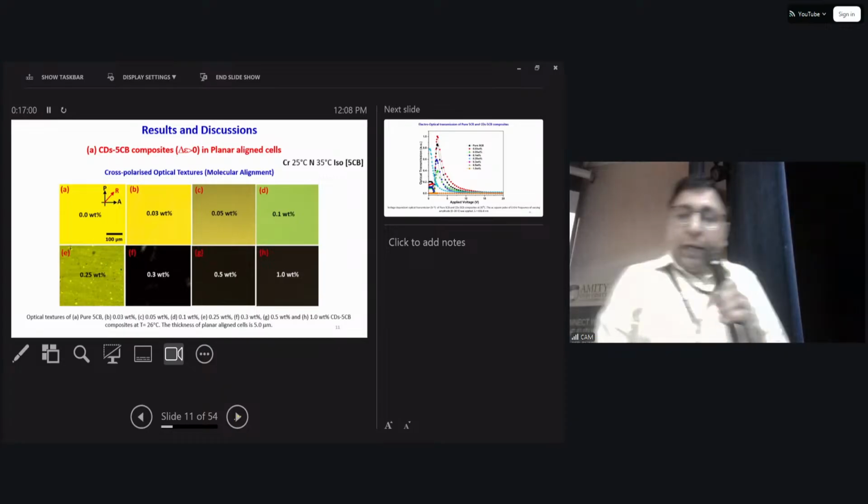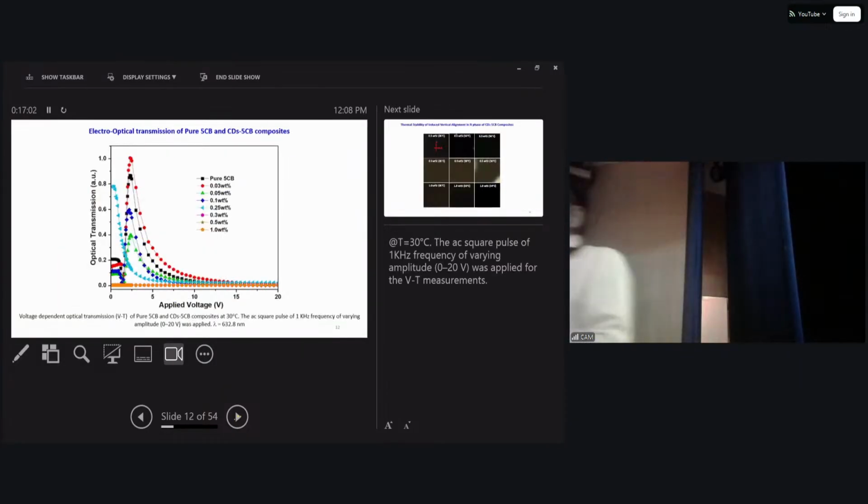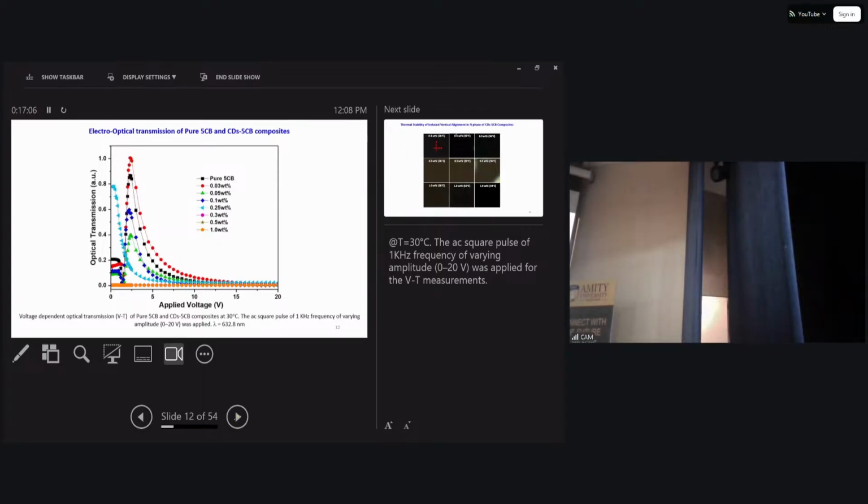After that, just to confirm once more that what we see here is correct, people have to do what is called the electro-optical transmission method. Here what we do is the same experiment, only we have to put the sample under crossed polarizers.